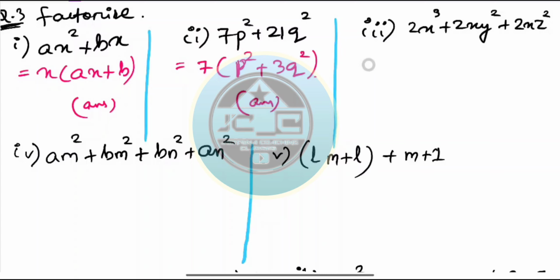And the third one: what should be taken common out? 2x cube plus 2xy square plus 2xz. We know that here we have common 2x. What is left here? x square plus y square plus z square. This is the final answer.